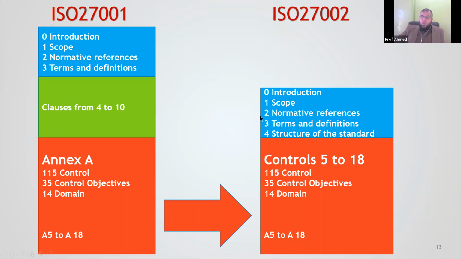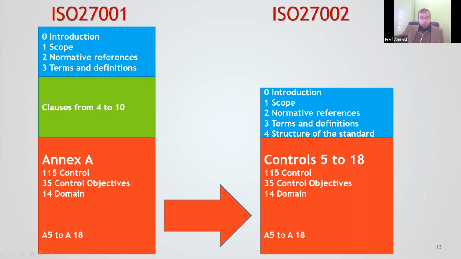Where are clauses 1, 2, 3, 4? It is here. In ISO 27002, there's introduction, scope, normative reference, terms, definition, structure of the standard here. So this is, of course, not a control. Here you can find that the controls are considered. In ISO 27002, you can find more explanation about the controls and so on.